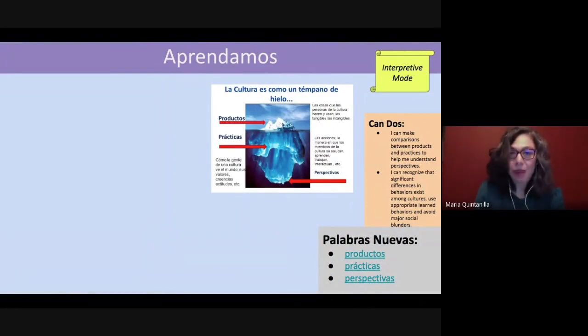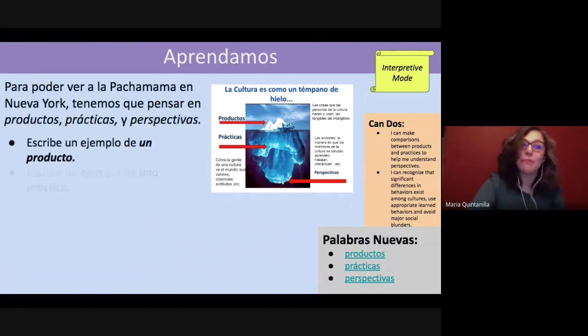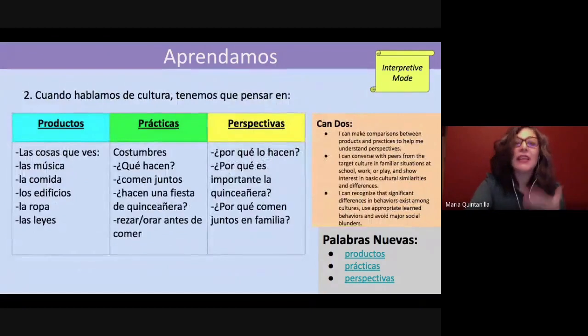Basically, in order to understand a culture, we must think of it almost like an iceberg. Whatever we see on the outside are the products of a culture. Whatever you see inside the water, right, would be the practices. And in order for us to see the perspectives, we have to look a little bit more deeply. So basically, when we talk about products, it is what we see: something like music, food, buildings, clothing, even the laws of a culture could be a product.